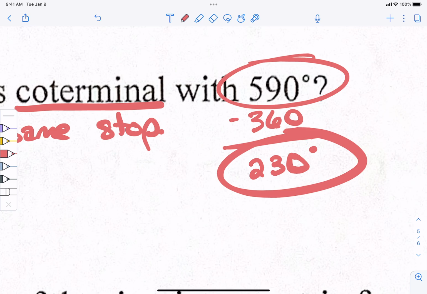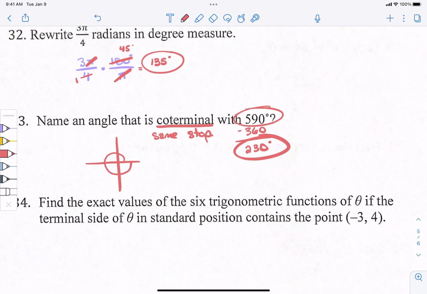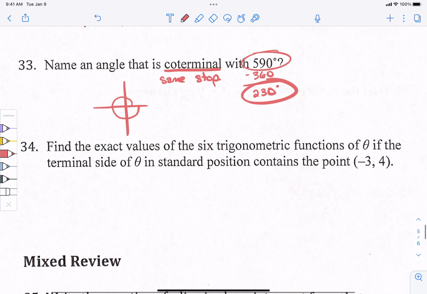Now you could subtract again, or you could add. I will take multiple answers on this question because I don't specify which direction you're going. So you can either add 360, subtract 360. You can add it multiple times. You could give me like a 1,000,000 degree angle if you want to, as long as it's coterminal with 590, I don't care, all right? So many different answers on that one, on 33.